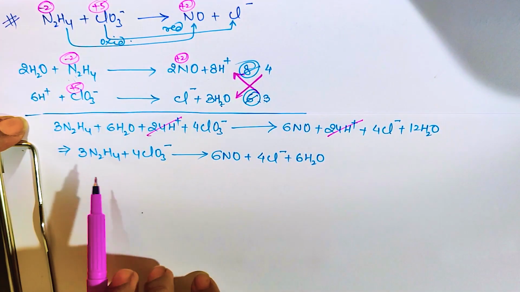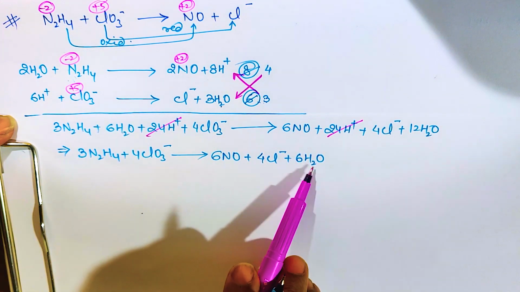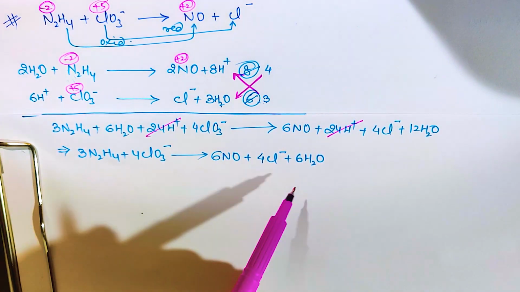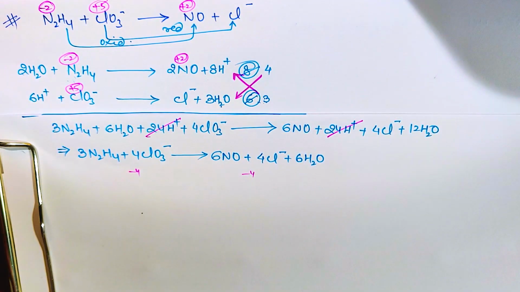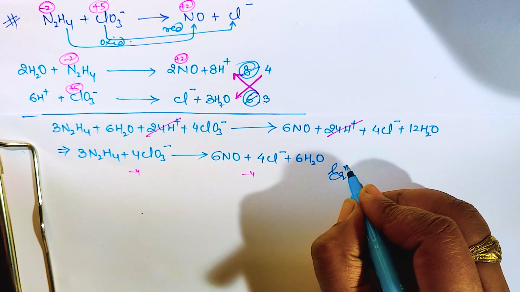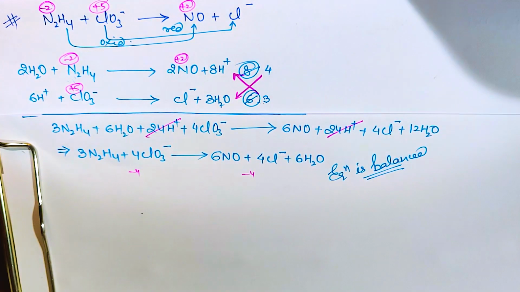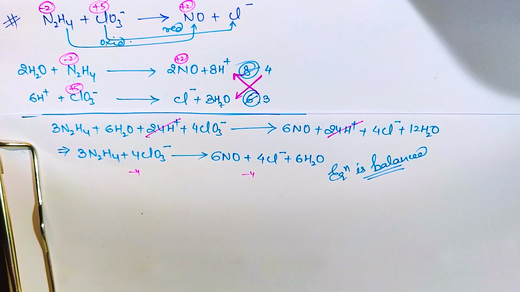Now check. Number of hydrogen, 3 2s are 6... number of hydrogen 12, here also 12. Oxygen 12, oxygen 6 here, 6 here, 12, and all that are balanced. Charge check kar lo, 4 minus, here also 4 minus, that means charges are also balanced. So we will write that the equation is balanced. I hope it is clear. There should be no doubt. Yes. So this is the important thing, the only difference from the ion electron method, that there we are supposed to multiply by such a number so that electrons will be the same, but here we will do just cross multiplication.